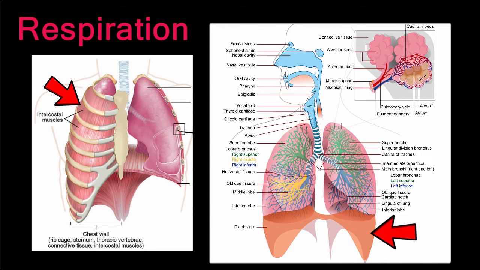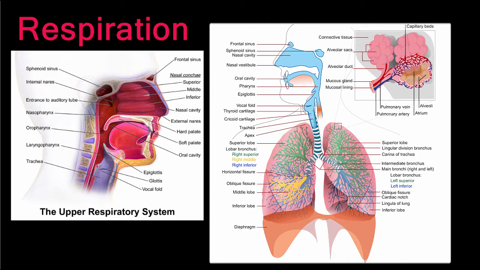The diaphragm is the muscular layer that separates the abdominal cavity from the thoracic or chest cavity. During inhalation, the diaphragm contracts, the volume of the chest increases, and air flows in. During exhalation, the diaphragm relaxes and air is pushed out.